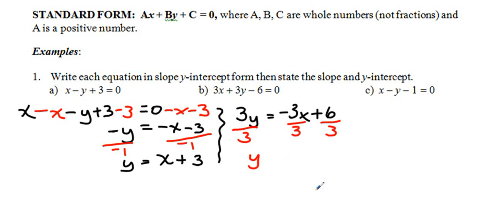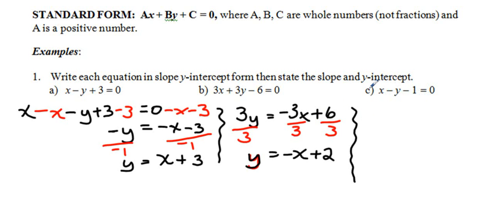And, oopsie, I don't understand why it's that color. Y equals, and then negative 3 divided by 3 is negative 1, which we don't write, we just write negative x. And then plus 6 divided by 3 is plus 2. Oh, I forgot to state the slope and y-intercept, so why don't we do all 3 of them and then we'll go back and state the slope and y-intercept.